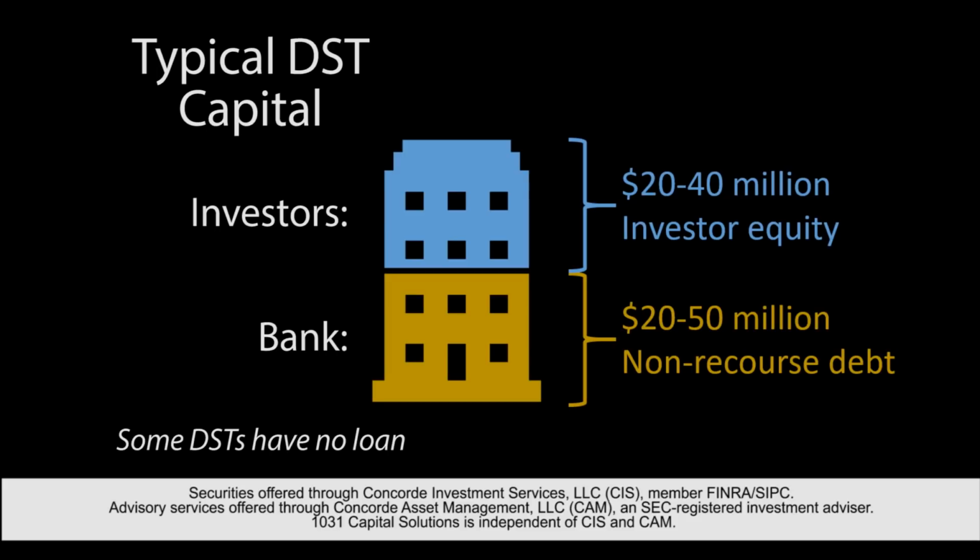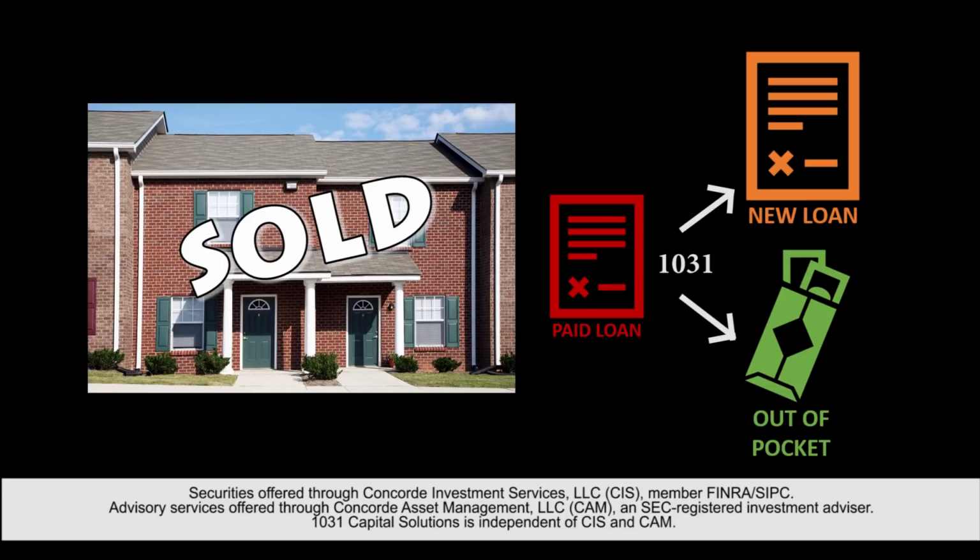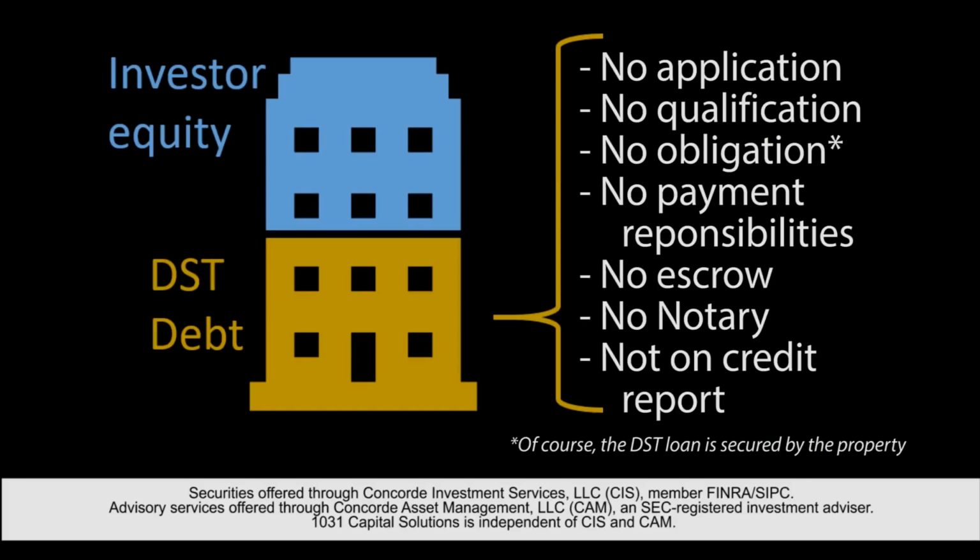Of course, some DSTs have no debt, but most have between 45 and 60% loan to value. If you had a loan on your rental, in a 1031 exchange, you must replace that debt, either with a new loan or with cash from out of your pocket. In a 1031 DST, you can claim your pro rata share of the program's built-in loan, despite having no personal contractual obligation to the lender.